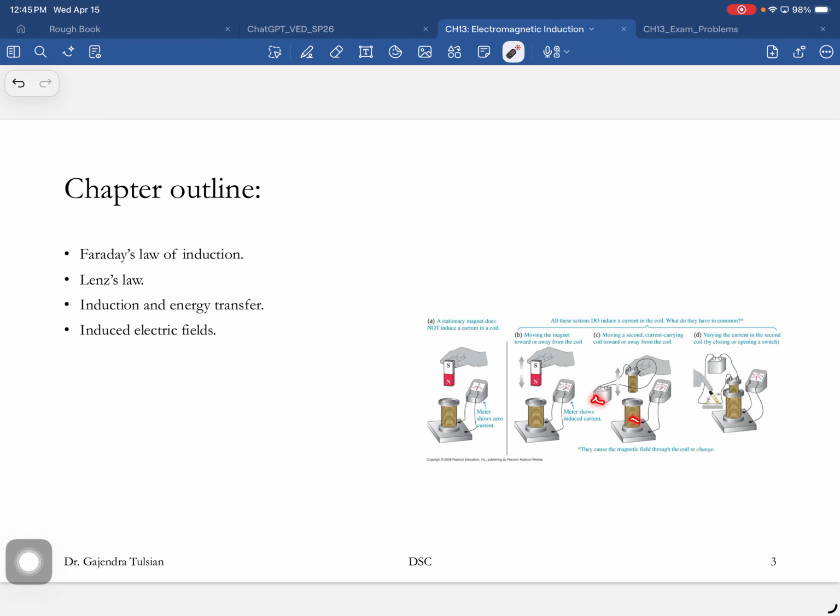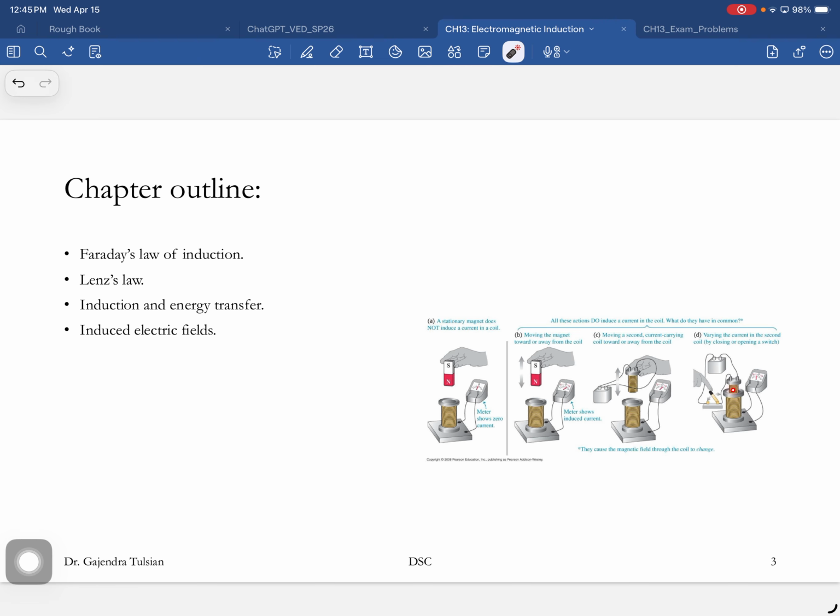In this situation, what you're doing is passing a current through this coil, and that produces a magnetic field. So this is acting like an electromagnet. Instead of a permanent magnet, all you've done is use an electromagnet, move this back and forth, and you're inducing a current in this coil.